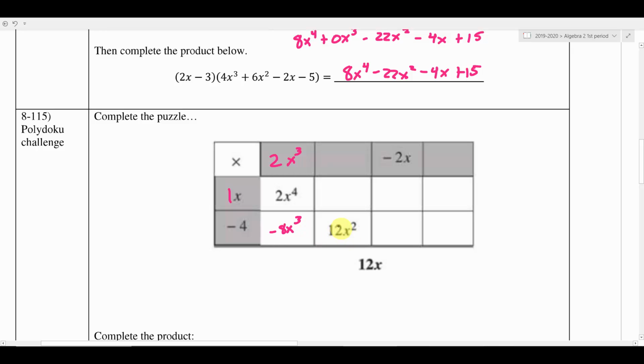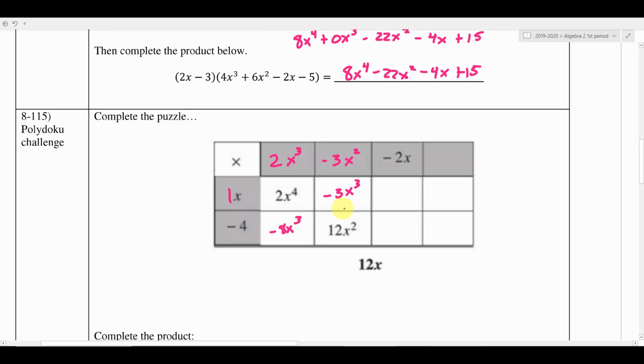Okay. So then I can do the same thing. Whatever goes here has to multiply with the negative 4 to get 12x squared. So I know I need a negative 3, right? Because negative 3 times negative 4 gives me a positive 12. And I need an x squared, so I have to put my x squared here with the negative 3. Okay? And now that I know this is going to be negative 3x squared, I can multiply that with 1x, so I'll get negative 3x cubed, right? Because negative 3x squared times 1x is negative 3x cubed.